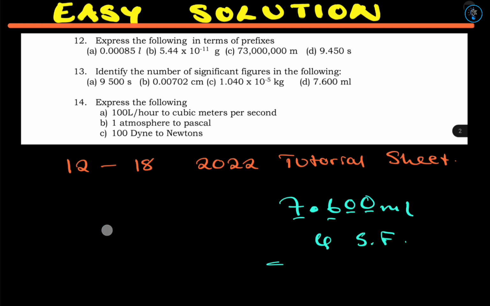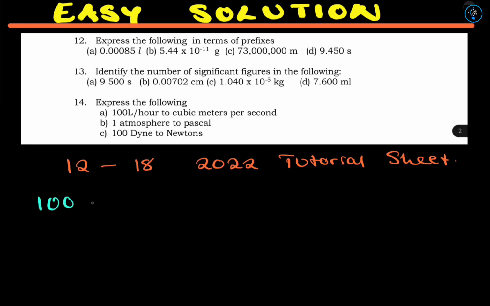Okay, now let's do question 14. Question 14 says, express the following. We have 100 liters per hour, and we're told to express it in cubic meters per second. So cubic will be written this way, per second. We are told to write it in this way.